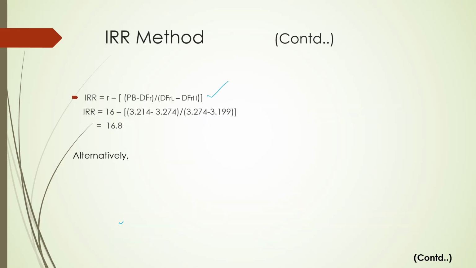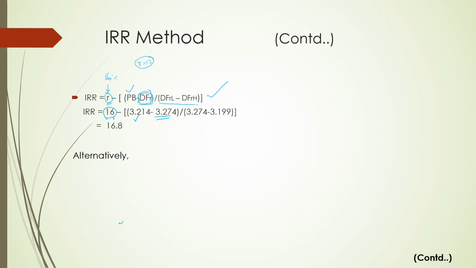This is your IRR formula. You know R. For example, if you want to consider 16%, then your R will be 16. If you want to take R as 17, you can take 17 also. Then your DFR is going to change. So if you take R as 16%, your DFR will be the discount factor at 16%, that was 3.274, right? You know PB, you are taking PB as 3.214.